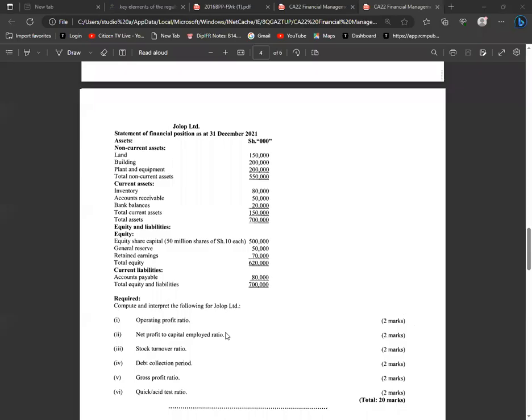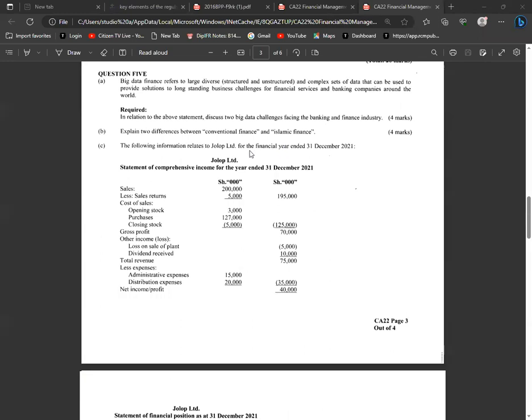They wanted, as number one, the operating profit ratio. I've been able to tell you exactly what this operating profit ratio stands for. The operating profit ratio, ladies and gentlemen, is operating profit divided by net sales. Why am I talking of net sales here? It's because there are sales returns. Net sales in this case is 195,000.